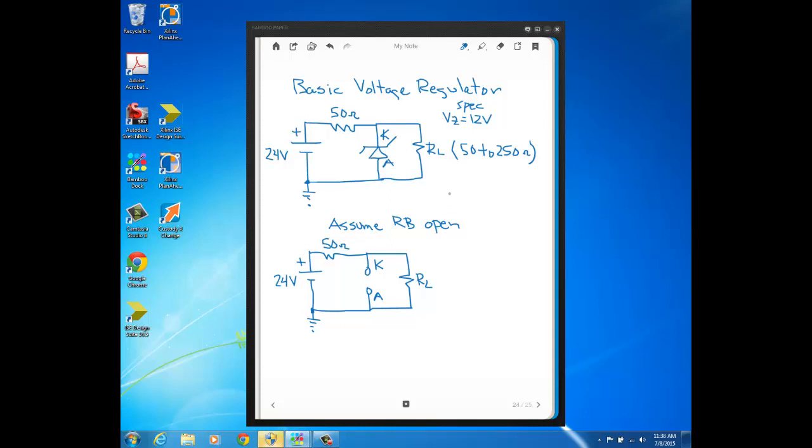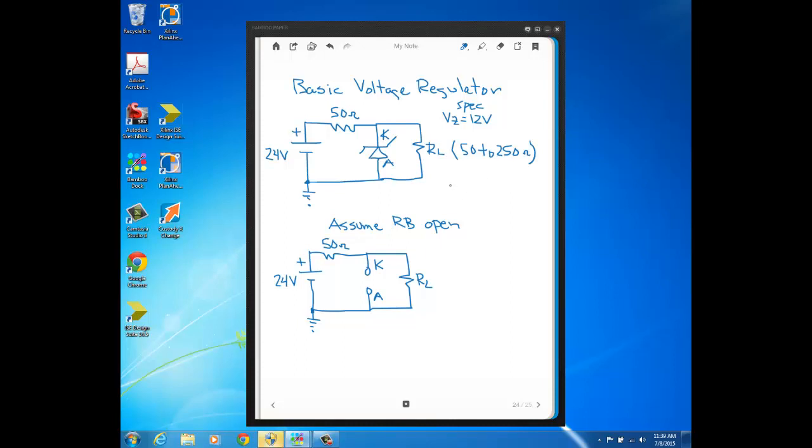To do so, we have to find the state of the Zener diode within this specified range of 50 to 250 ohms, which again represents how much current's being drawn from the car battery in our car example. So the 50 ohm is when all the accessories are on, we're drawing the most current from the battery, and the 250 ohms is when all the accessories we have control over are off and we're drawing a minimum amount of current from the battery.